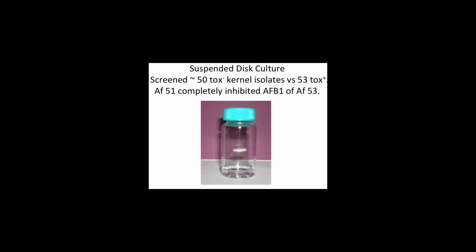We had a collection of non-toxigenic kernel isolates that we screened against a single toxigenic kernel isolate in this system. This is a glass fiber disc, put 9,000 conidia on here. Each of these 50 individually against this one. Let them go 5 days in the dark, take them out, extract the toxin. And what we found is 12 of those 50 completely inhibited toxin production by 53. That in itself is some indication of specificity. Not all of them could inhibit 53.